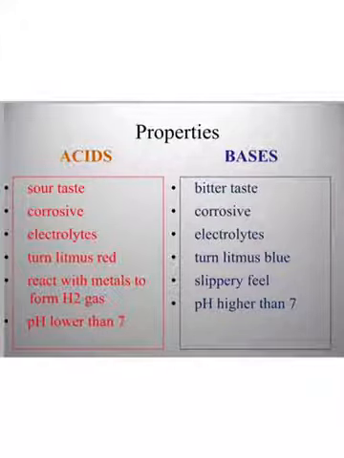Litmus tests are very general. They just tell us, is it an acid, is it a base? That's it. It doesn't tell us how strong, if it's a strong or a weak or anything else. And we'll do a lab where we compare those different types of tests in determining acidity.